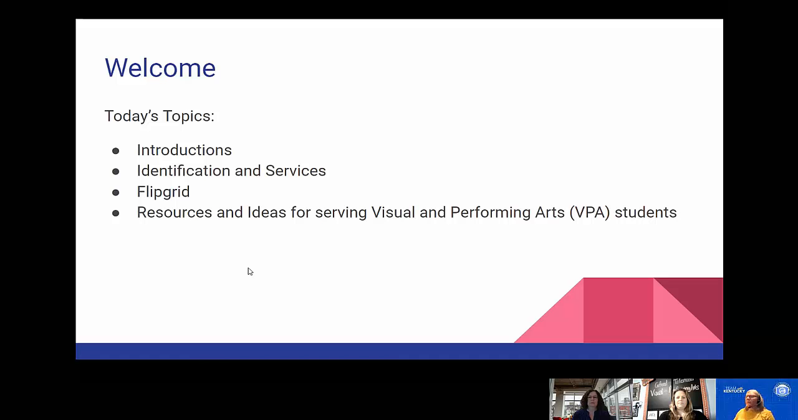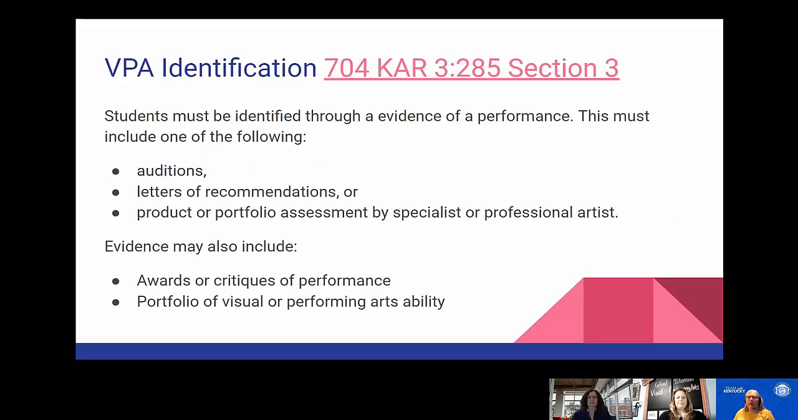All right, first of all, according to the gifted regulation, students must be identified through an evidence of performance for visual and performing arts. So this has to include one of the following: you have to have auditions for students where they showcase what they can do, either for dance, drama, visual art, or for music. For music, of course, it can either be instrumental or vocal.